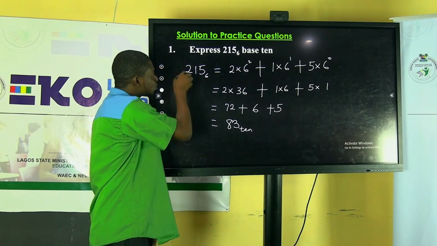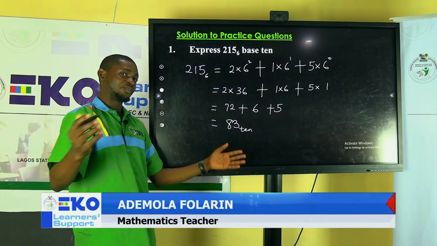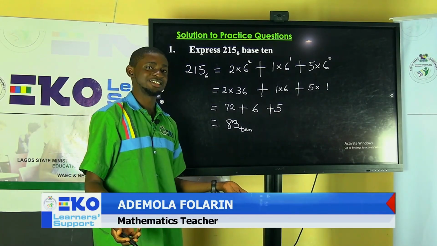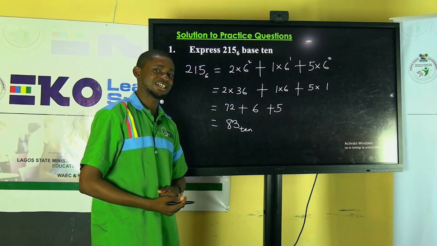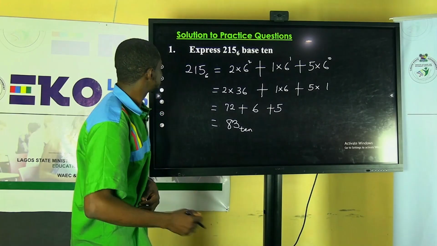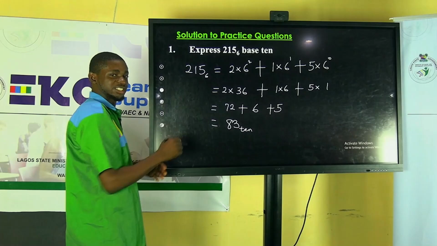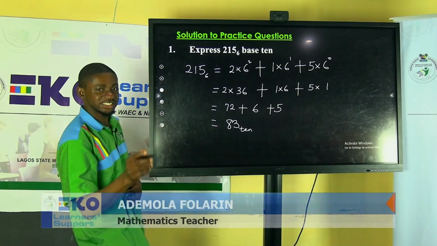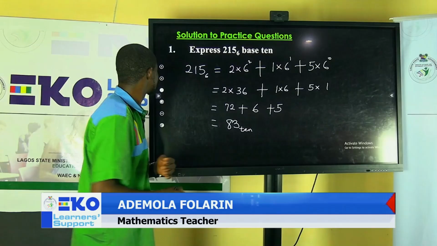So look at this, 215 appears very big to us. Now turn to base 10, it becomes 83. Isn't that fantastic? Good. So I want to believe you go through this, and if there is any mistake in what you have solved earlier, you correct it. Let's take the solution to question number 2.